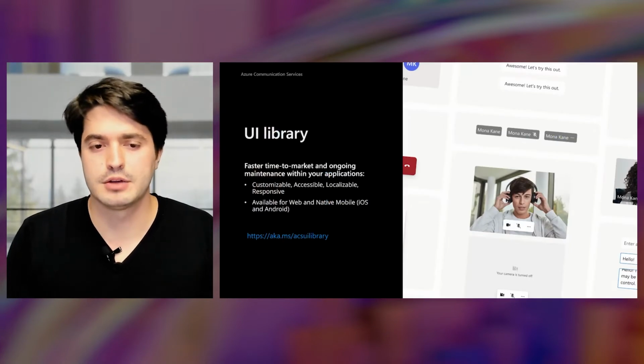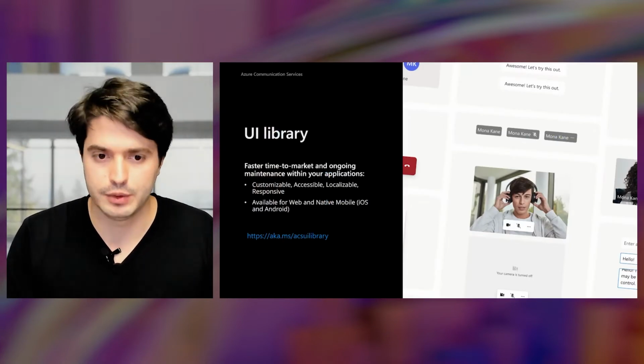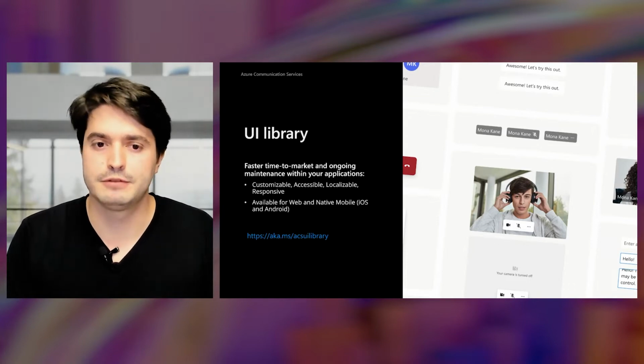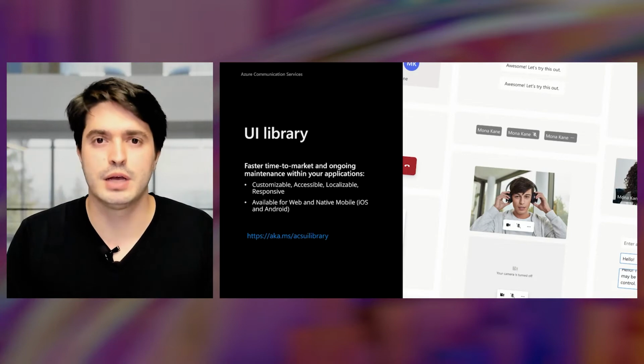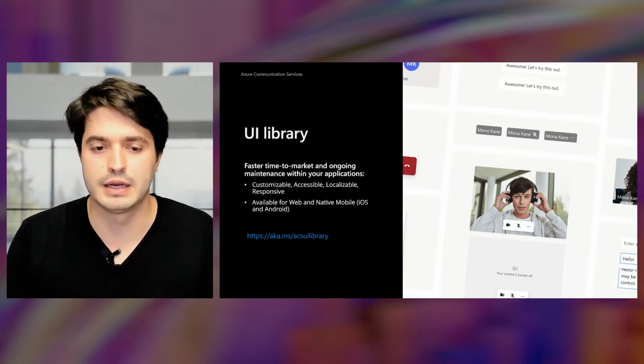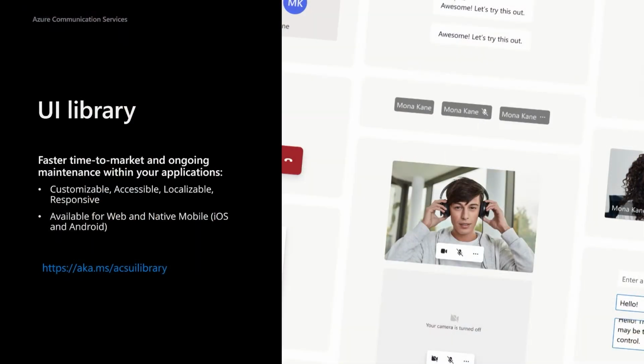As part of Azure Communication Services, we offer a comprehensive UI library that allows you to build faster and maintain your applications. The UI library is customizable, accessible, localizable, and responsive, and it is available across web and native mobile platforms. To learn more, go to aka.ms/ACS UI library, where you can check it out.